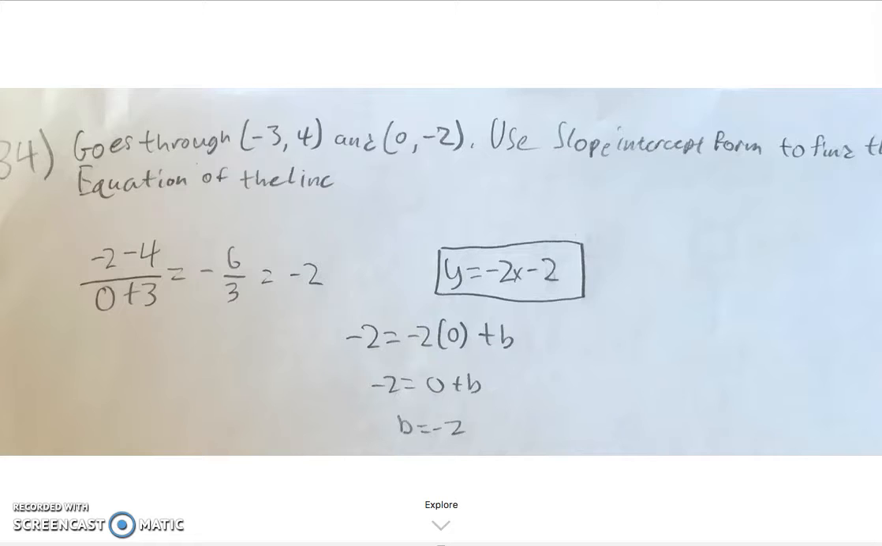Then we have to find the equation. Then we have to find what b equals. So we're going to use a second point, which is negative 2 equals negative 2 times 0 plus b. That gets you to b equals negative 2. So y equals negative 2x minus 2.